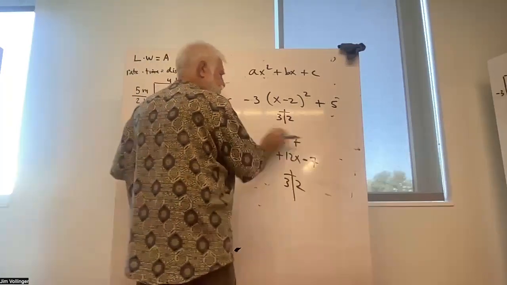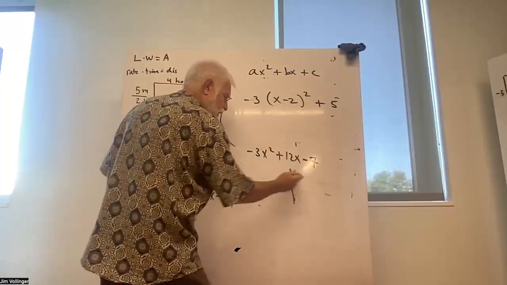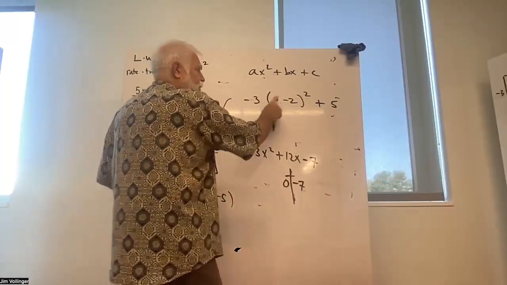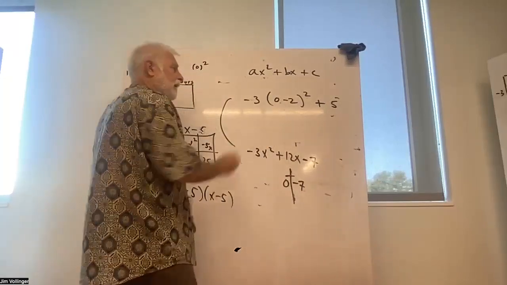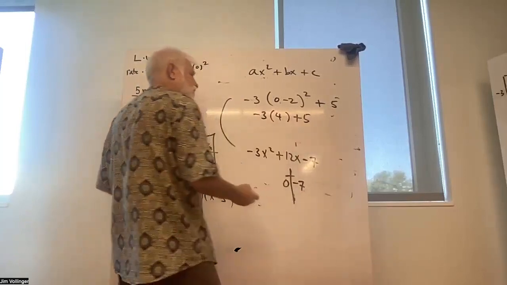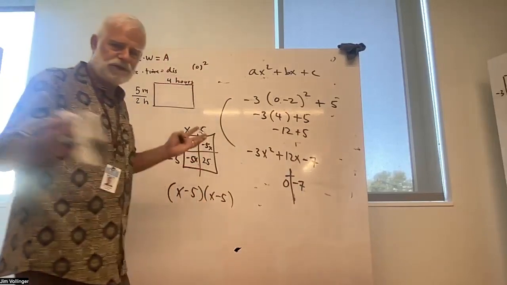Could there have been an easier number to plug in? Probably. Probably could have easily plugged in a 0 here first and gotten negative 7, and then put a 0 in here, and that would have been minus 3 times 4 plus 5. Which we looked at before, minus 12 plus 5, negative 7. Just thought I'd mention that.